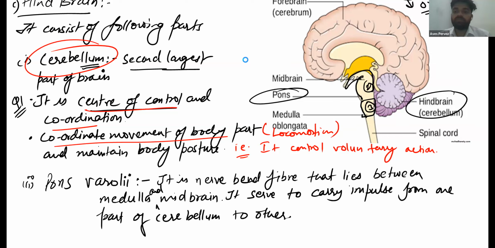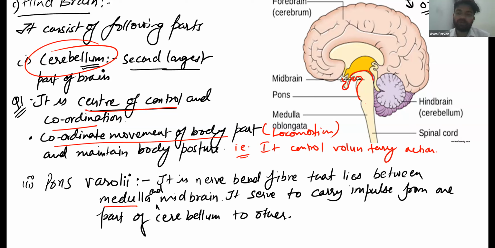The next part is the pons. This is pons, you see, and it is a nerve bend fiber. This is bending here. It is a nerve bend fiber that lies between medulla oblongata, that is medulla, this portion is called medulla, and the midbrain. This yellow colored part is called midbrain.